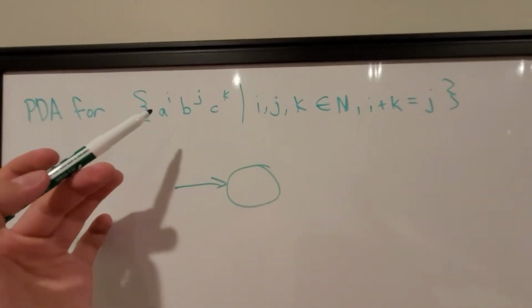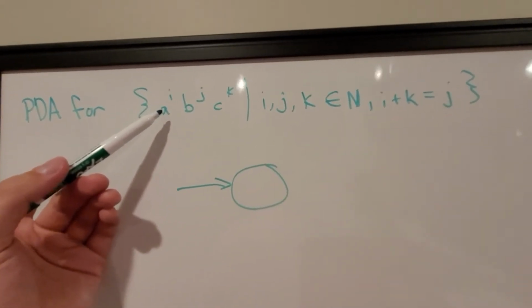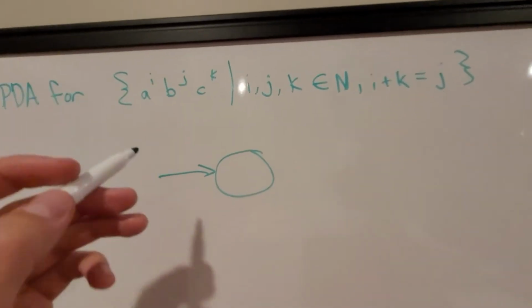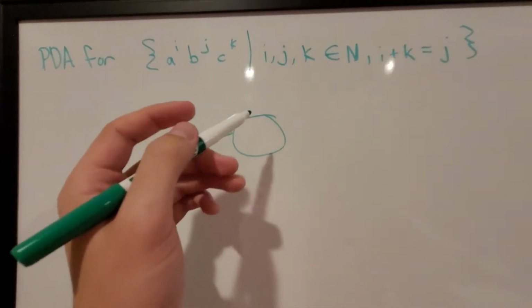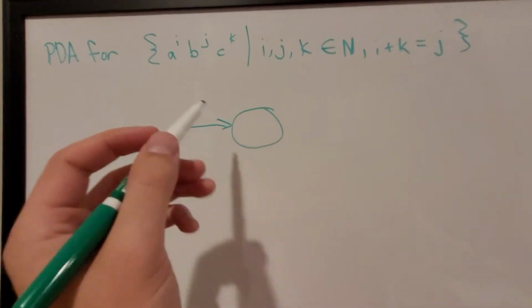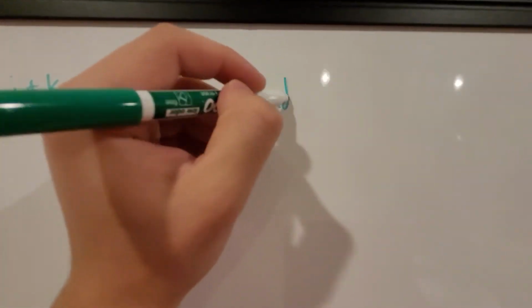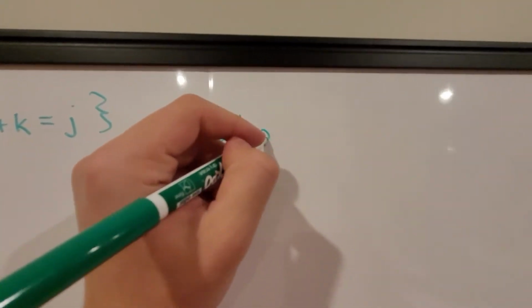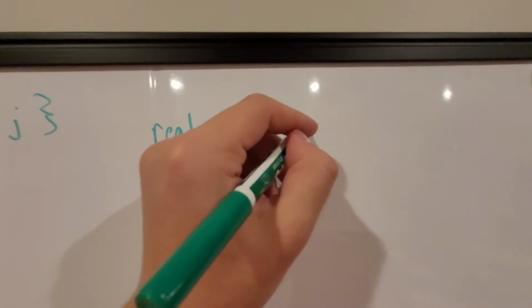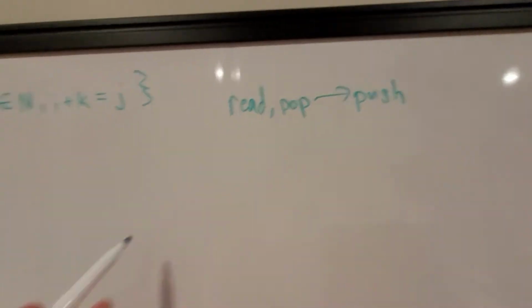Now we know that the first thing, of course, is going to be the A's. We have to take care of the A's. We have to take care of i A's to be exact. So how do we do that? Let's go ahead and read the A's into the stack. Like I said before, we're going to read, then pop, and then push. Read, pop, and push.